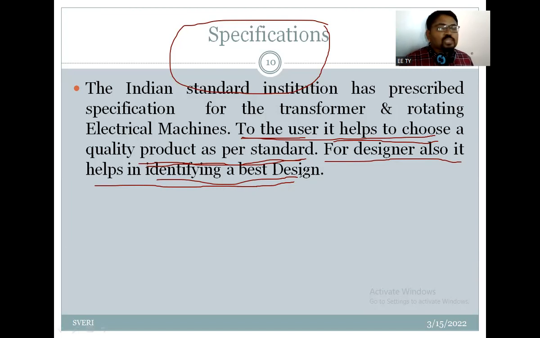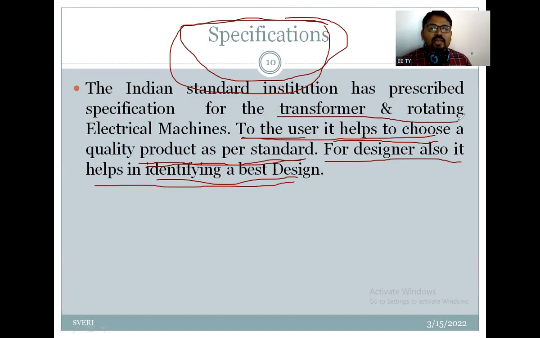Okay, so that's why these specifications are necessary, which are nothing but the Indian Standards given by the Bureau of Indian Standards, for the transformer as well as the rotating electrical machines. So which are the rotating electrical machines? DC motor, induction motor and the synchronous machines.